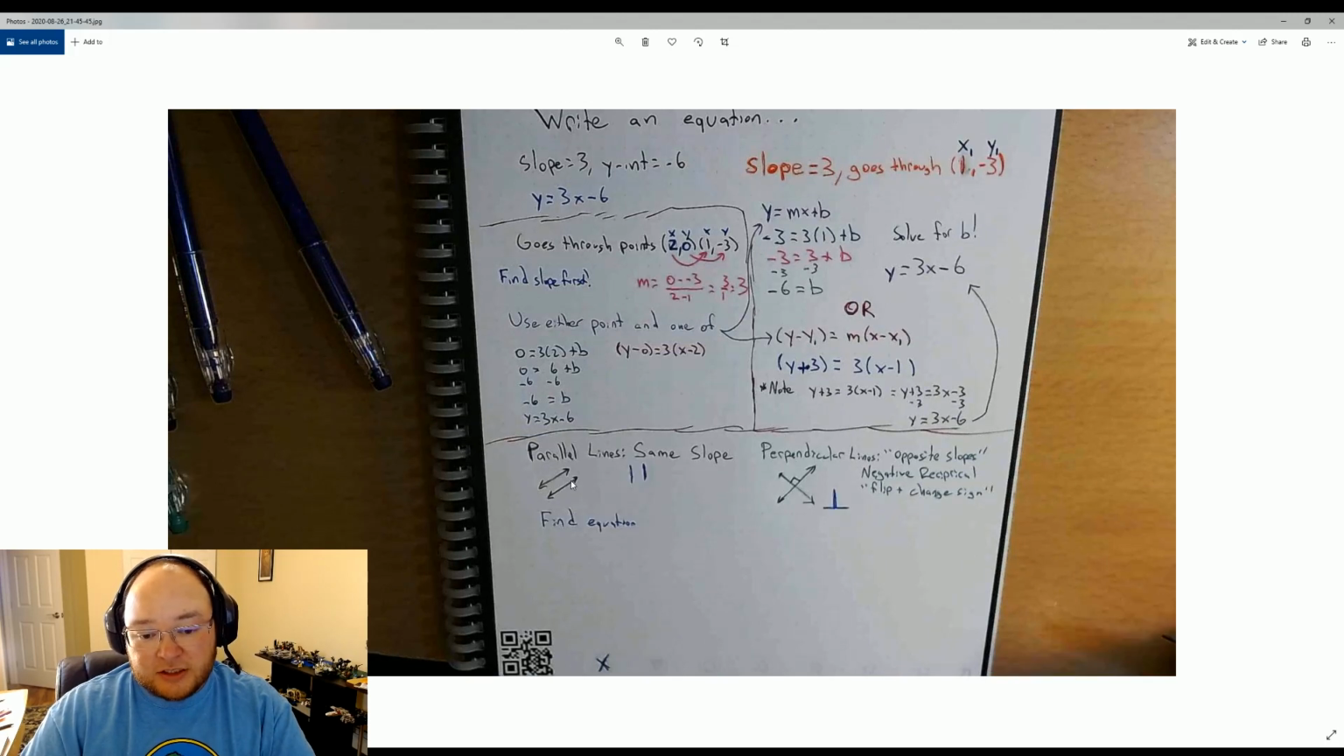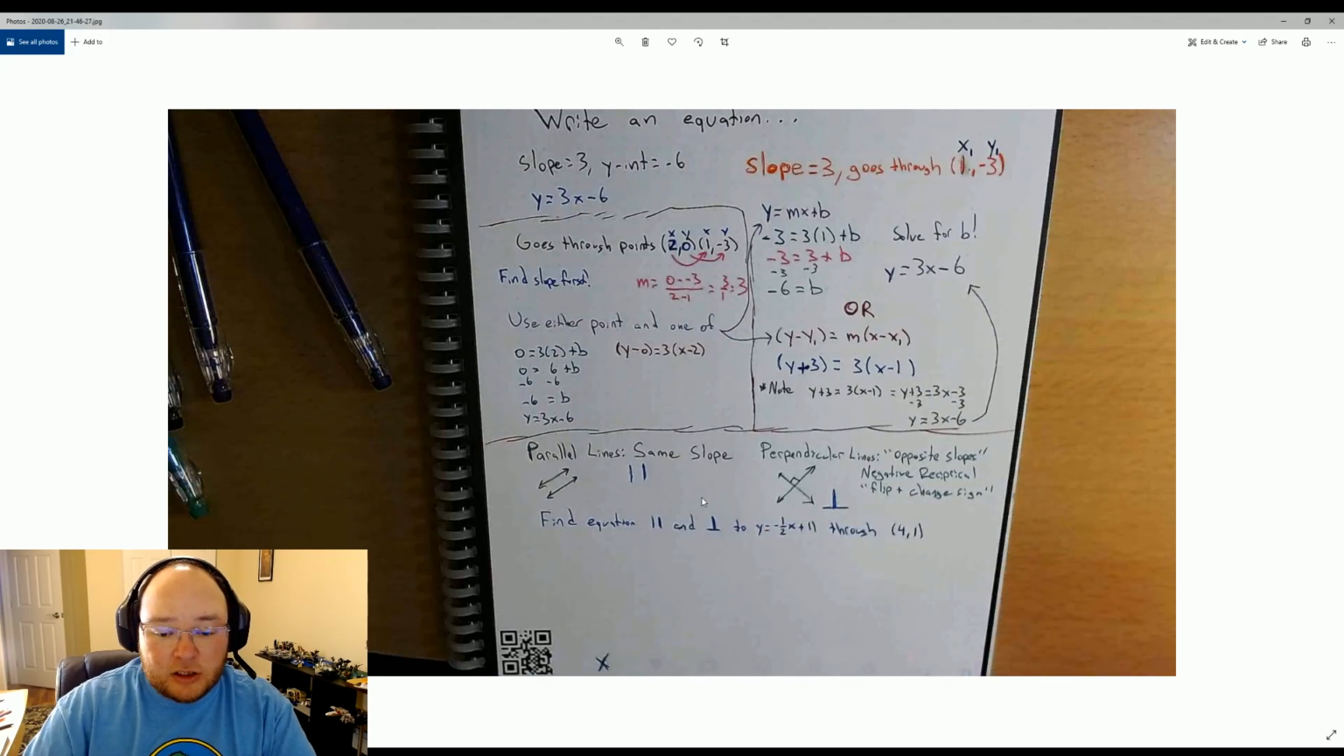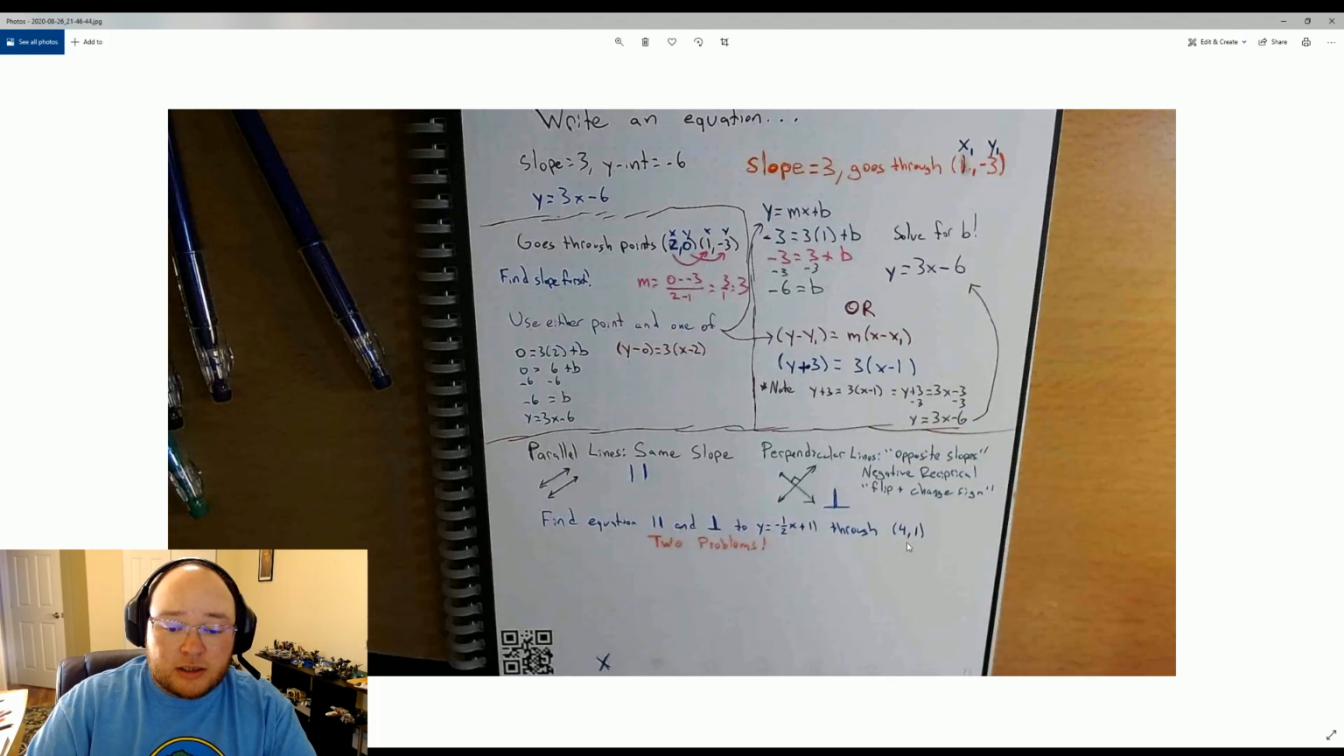Boom. So, basically, I could ask you, well, before I forget, this is the symbol for parallel. If I don't want to write it out, you just draw basically an 11. And the symbol for perpendicular is basically an upside down capital T. So find the equation parallel and perpendicular to y equals -1/2 x plus 11 that goes through the point 4, 1. This is 2 separate problems now.